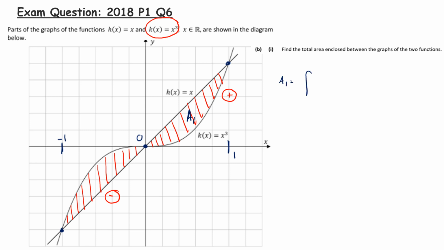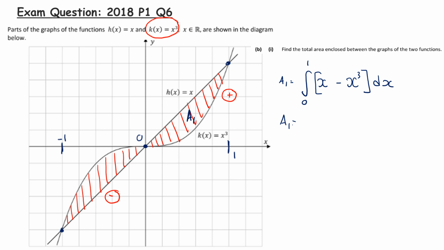We're going to integrate between 0 and 1. We have figured those limits of integration out from part A, where it asked us to find those points of intersection. We're going to do the upper function, which is x, take away the lower function, which is x to the power of 3, with respect to x. There is no required cleanup there because nothing can be simplified.